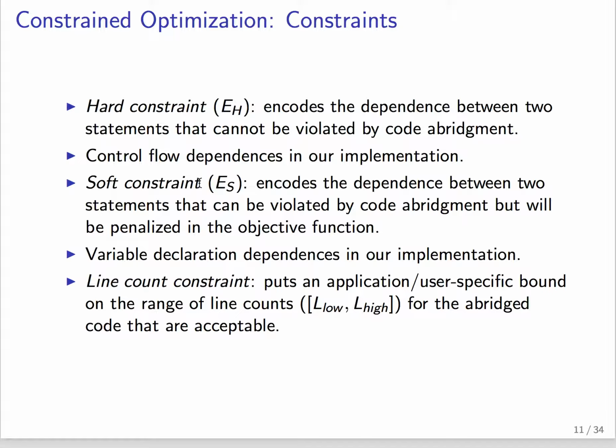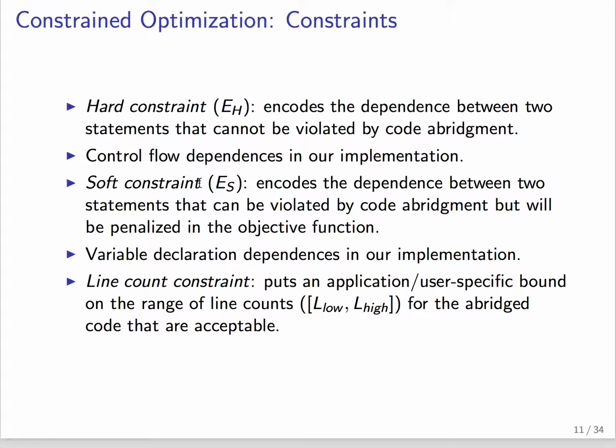Okay, so what are the constraints? We include three kinds of constraints. The first is called hard constraints. Hard constraints include the dependency between two statements that cannot be violated by the code abridgment. For example, if statement i has a dependency on statement j, which is encoded by the hard constraint, then if statement i appears in the abridgment, statement j also must appear in that abridgment result.